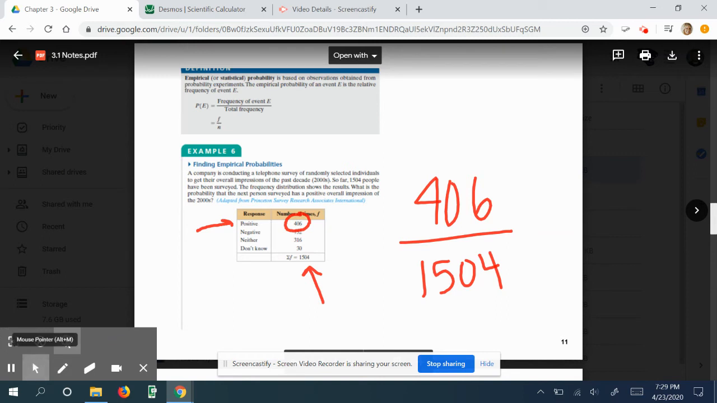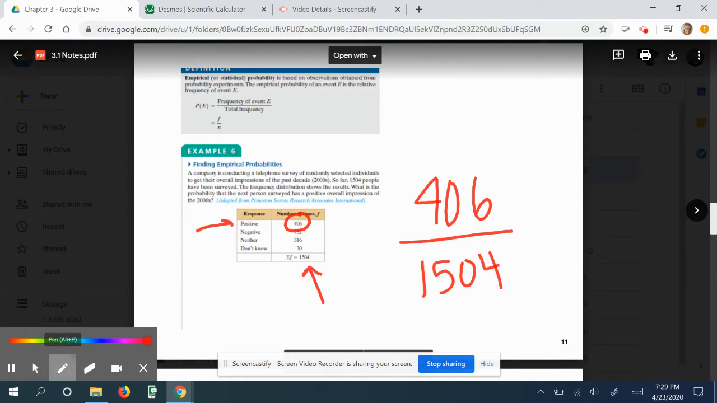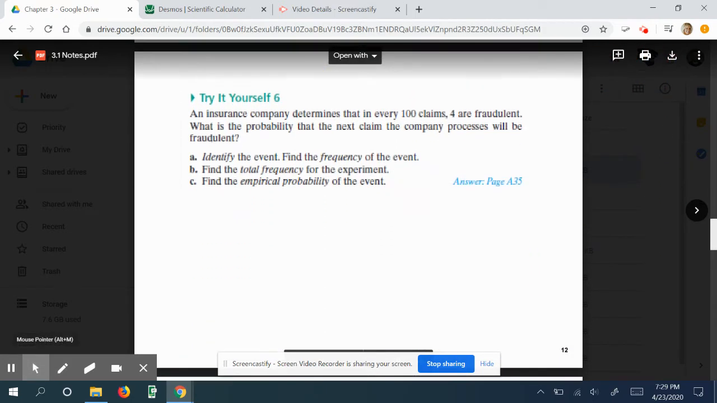This is the easiest. Well, actually, you know what? We'll give it to us as a decimal. That's fine. A decimal to 4 digits is okay, which would be 0.2699. Okay?